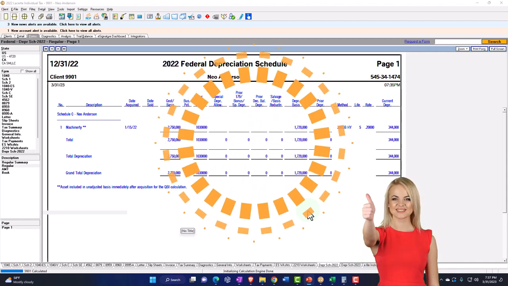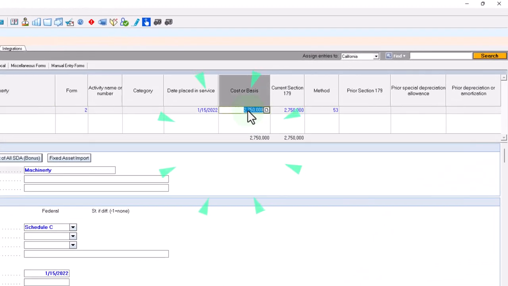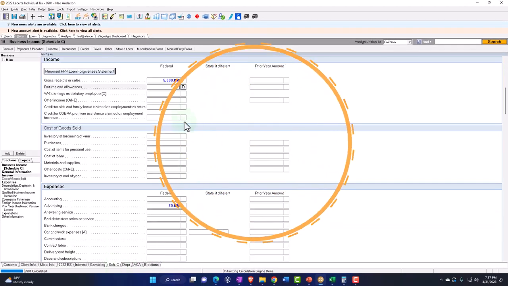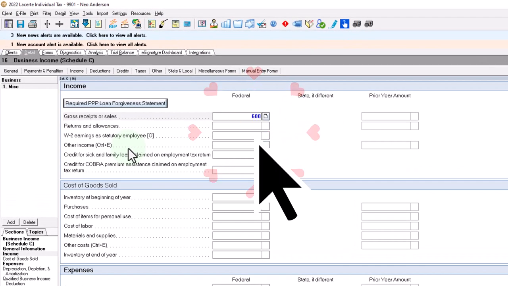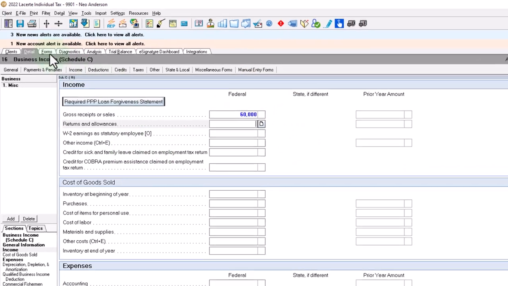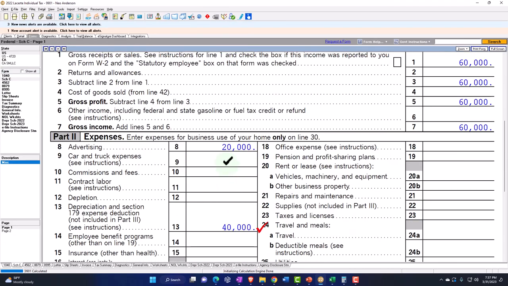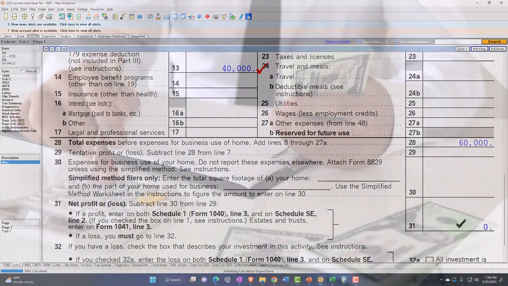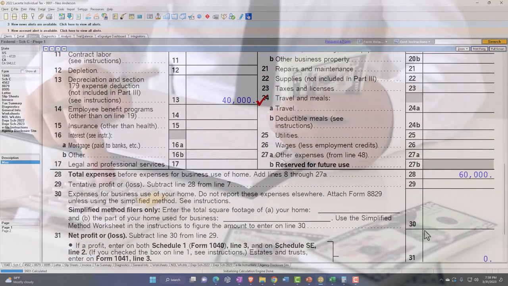Now, we also might be limited to the amount of income we have. So let's go back on over here, and let's bring our deduction back to 100,000, and then let's go to my Schedule C and say the Schedule C is, let's say 60,000. So now I'm going to have less income on the Schedule C. So if I go back on over to the Schedule C, 60 minus the 20 advertising that we had is bringing us down to basically income of zero down below, right? Because I'm being limited on the 179.